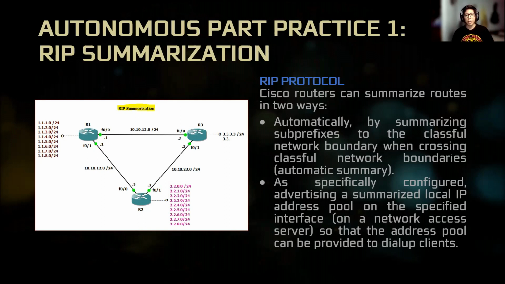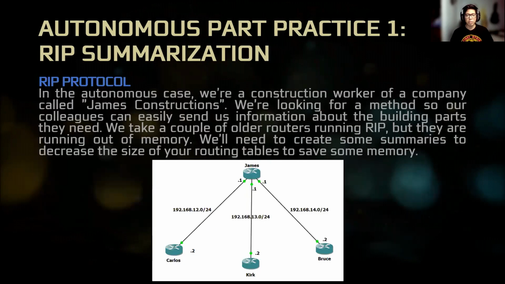So we have the specially configured one, which advertises a local IP address pool on the specified interface, which means that we can select which summarized network we want to make and in which interface. So this is why we can do it the manual way.